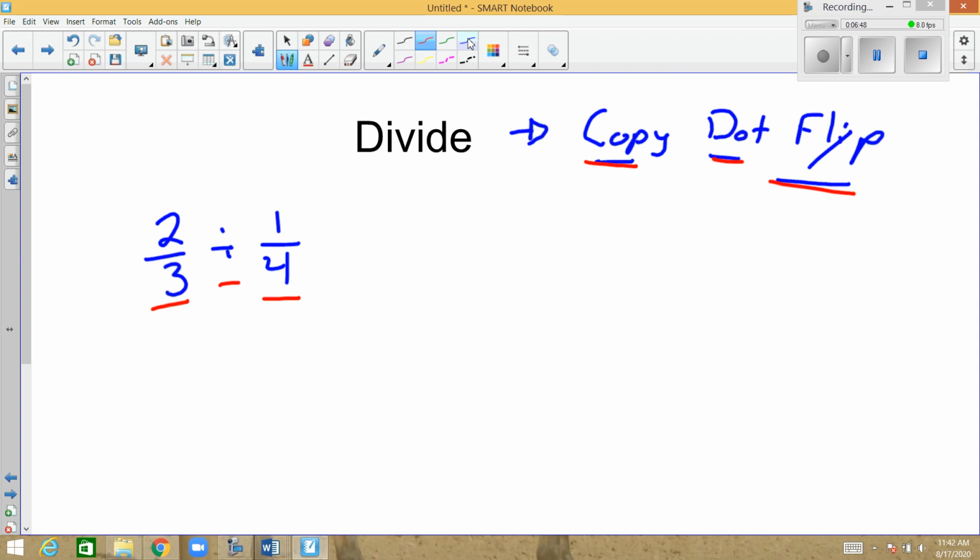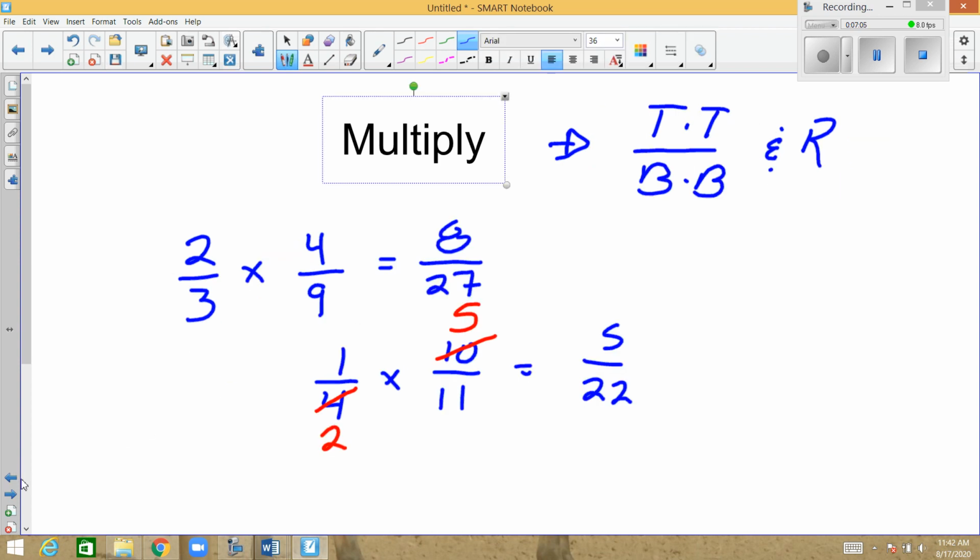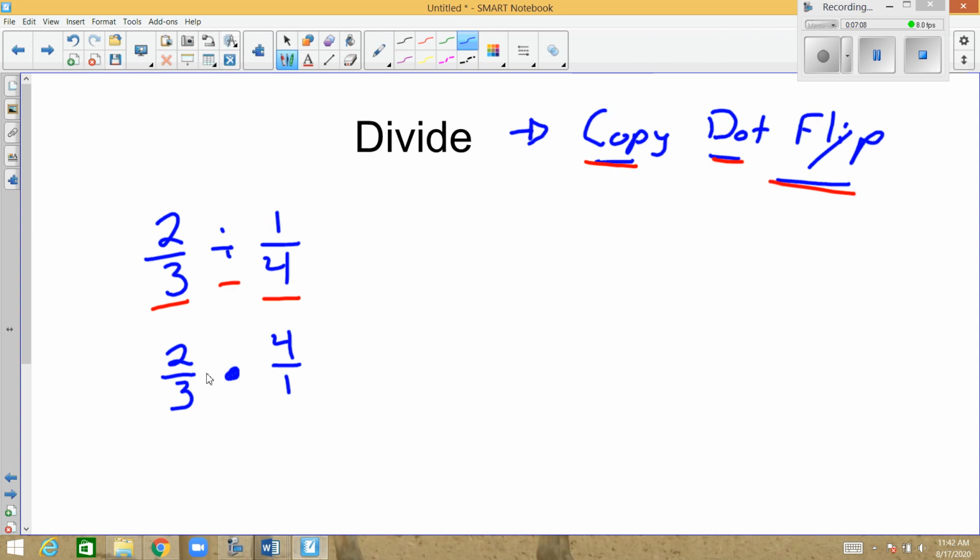So when I do this, it becomes very simple. I copy, which is 2/3. I dot, which is another way of saying multiply, and then this becomes a reciprocal. Then I can go back and say tops times tops, bottoms times bottoms, and reduce. Nothing reduces, so it's just tops times tops, which is 8 over 3. Now you have to be careful because sometimes these numbers aren't just proper fractions.